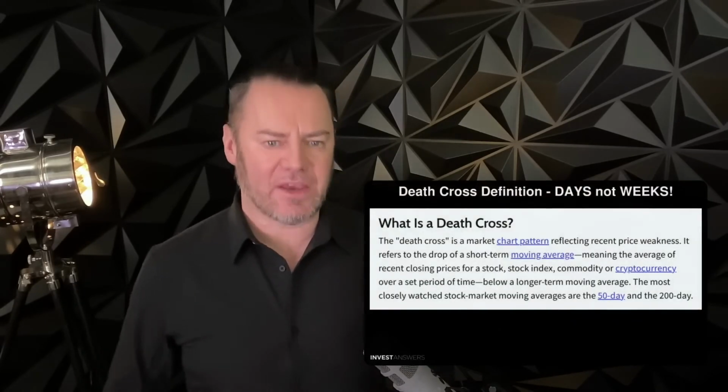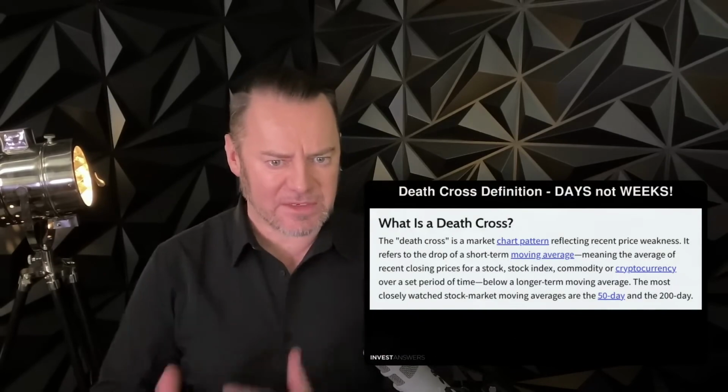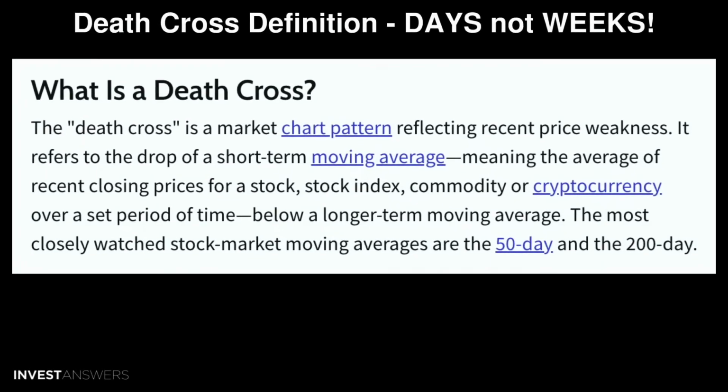So first of all, the definition of a death cross, which is the inverse, it's the same as a golden cross. And again, to repeat, time series matters. So let's just go in. Death cross is the most closely watched stock market moving average, the 50 and the 200-day moving average, not the 50-week and the 200-week.